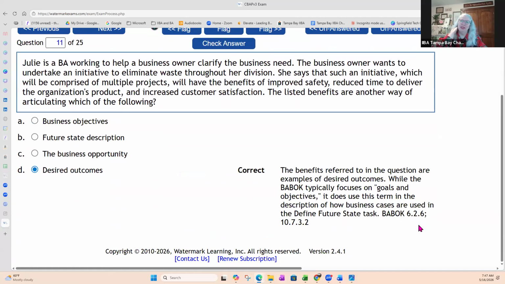You are all three correct. Good job. The benefits referred to in the question are examples of desired outcomes. While the BABOK typically focuses on the goals and objectives, it does use this term in the description of how business cases are used in define future state tasks. Very good, guys.